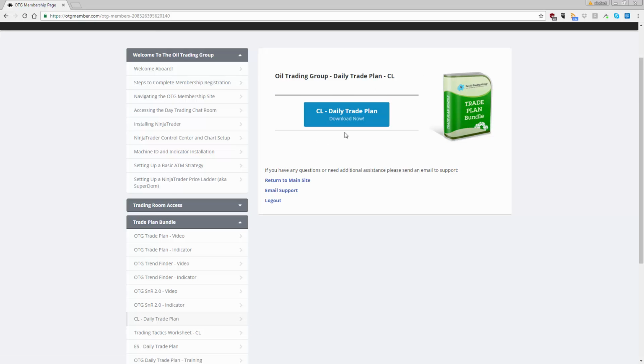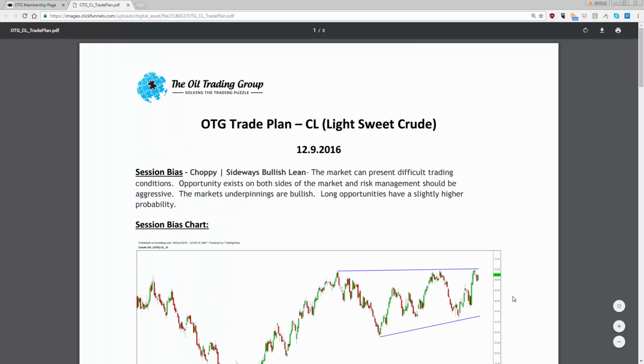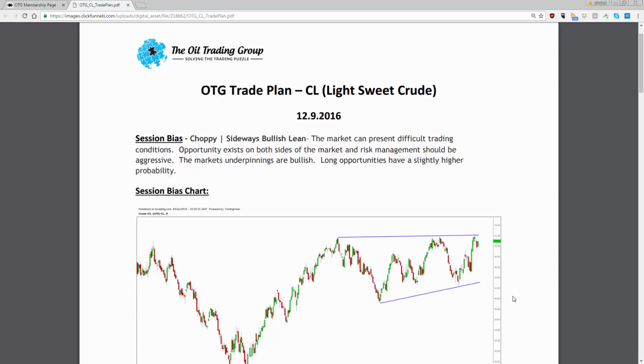Your trade plans are uploaded here and also into your indicator each evening by no later than 9 p.m. Central Standard Time the day prior to the trading session. If you select this button here, it will download for you into a PDF the trade plan for the particular day. Let's talk about what the components of the trade plan are.